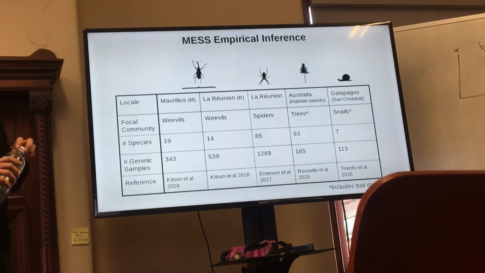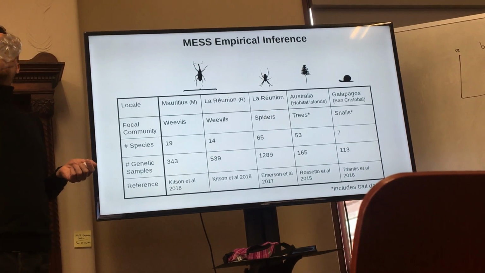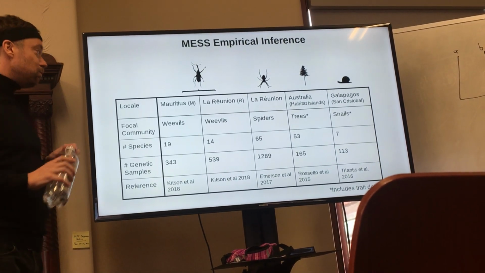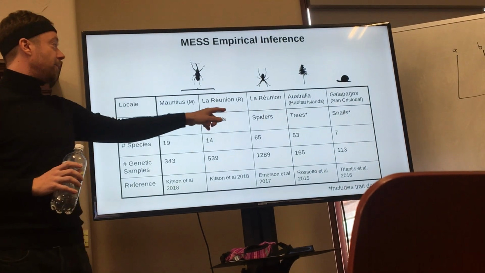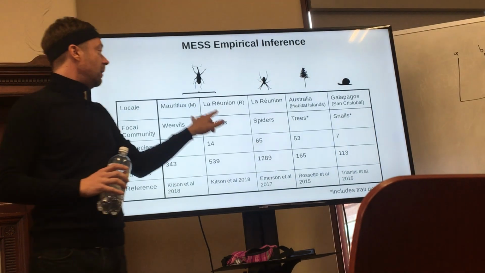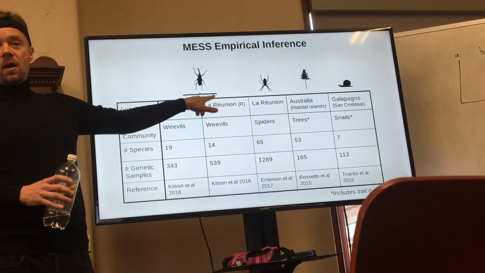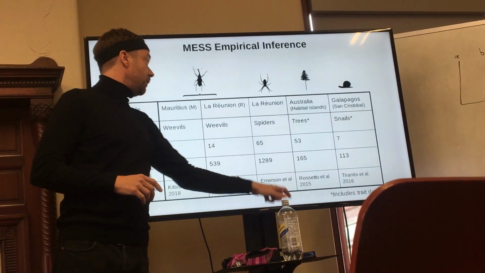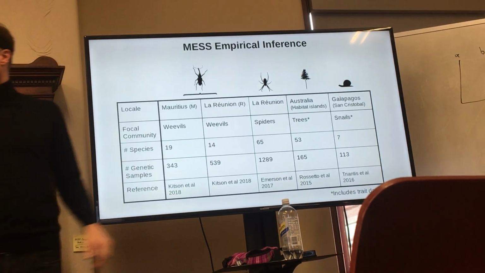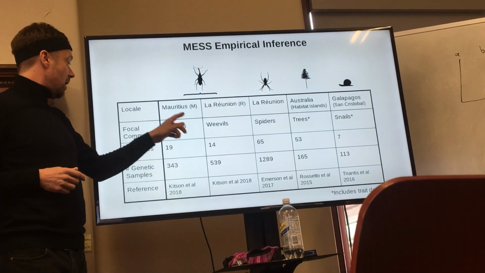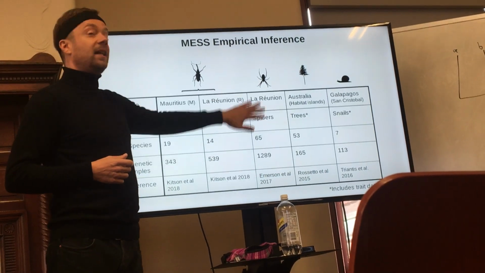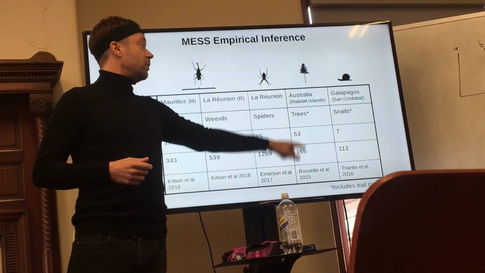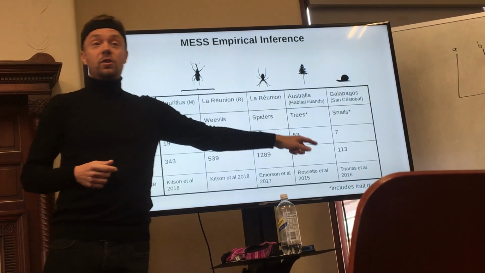Okay, so now we're going to look at some results from real data. This is the same spider data set from Brent from GimeSad. We're going to look at this again. Then we have 2 different weevil data sets, one from Reunion, one from Mauritius, and then some trees and some snails. You can see, so this all is genetic data and abundance. This is genetic data and traits, genetic data and traits.